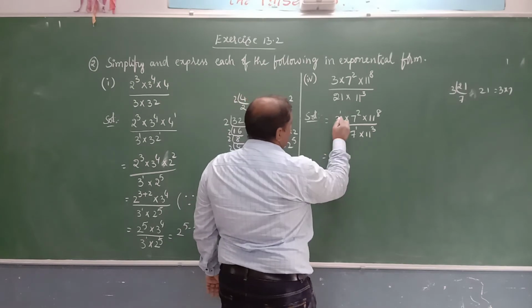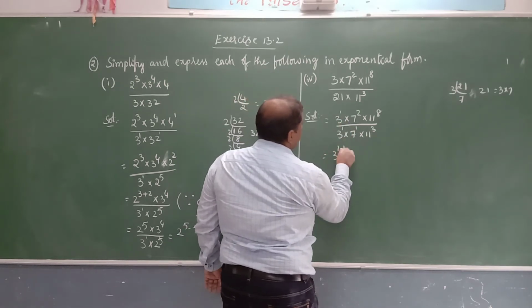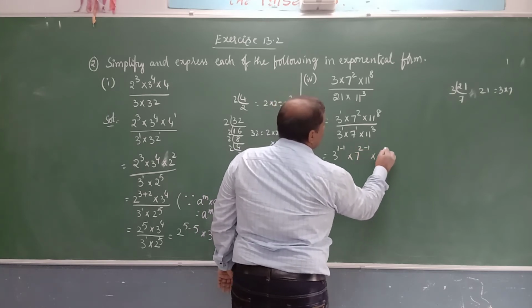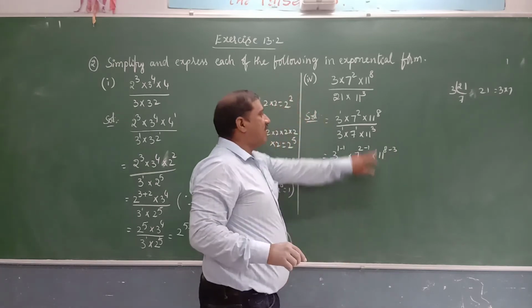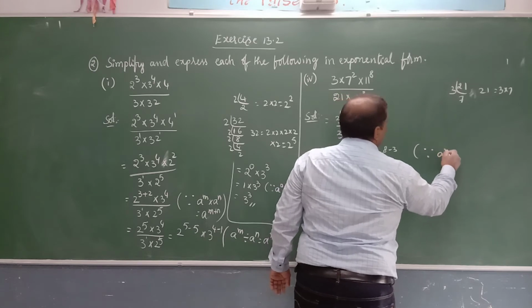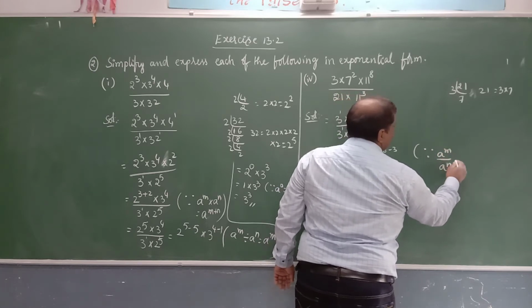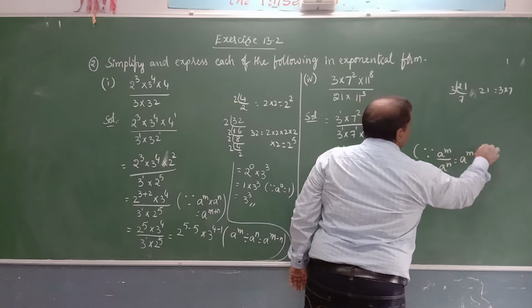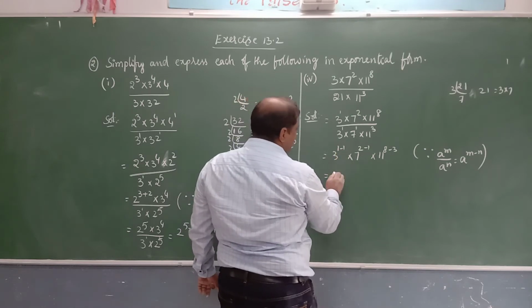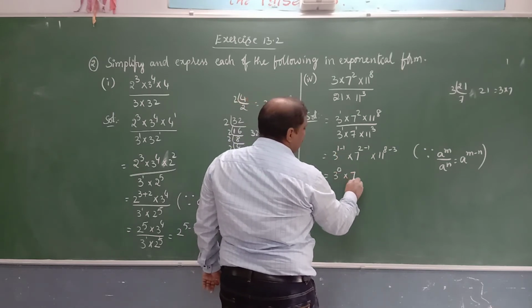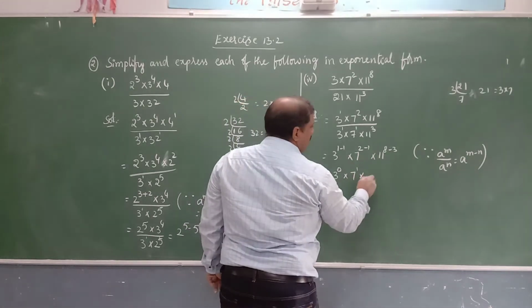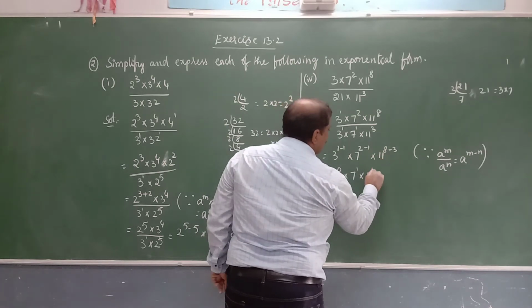Then we will get 3 to the power of 1 minus 1, into 7 to the power of 2 minus 1, into 11 to the power of 8 minus 3. Since it is a to the power of m divided by a to the power of n, that is equal to a to the power of m minus n. Now by simplification, 3 power 1 minus 1 is 0, so 3 power 0, into 7 to the power of 2 minus 1, which is 1, so 7 to the power of 1, into 8 minus 3, which is 5. That is 11 to the power of 5.